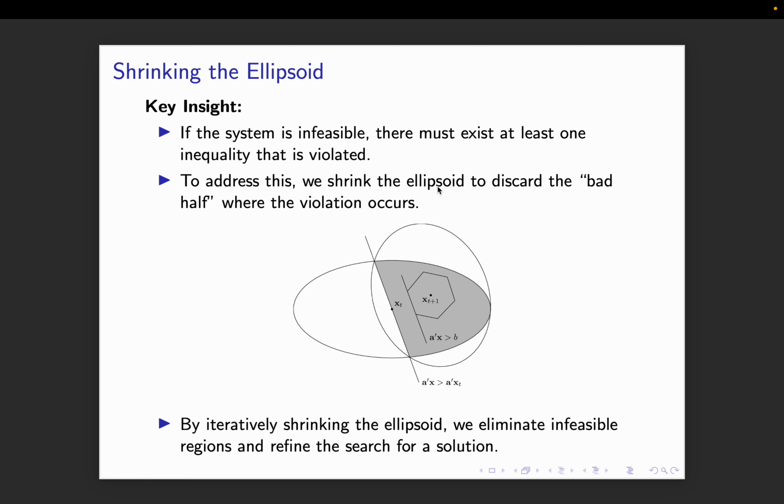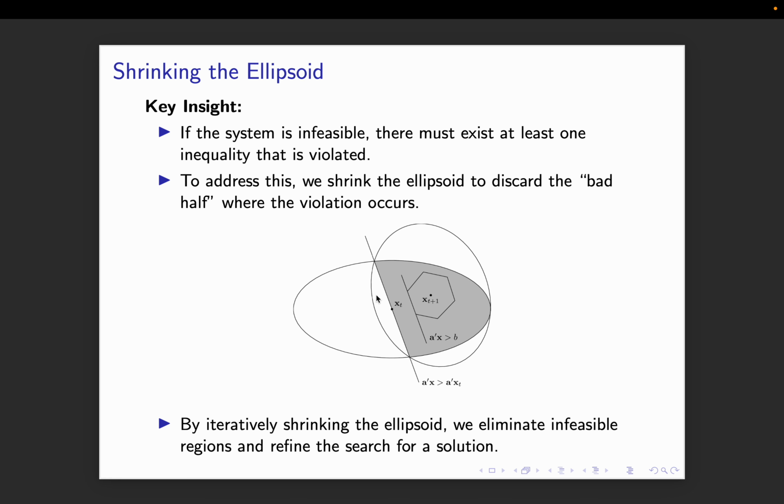And then they form a new ellipse, and then they get a new center, and then we do the same thing on repeat. If that center lies in my polytope, then I can conclude that, oh, I have found a feasible solution, I am done. If it does not, I keep on doing it again and again. So by iteratively shrinking the ellipsoid, we eliminate infeasible regions and refine the search for a solution.